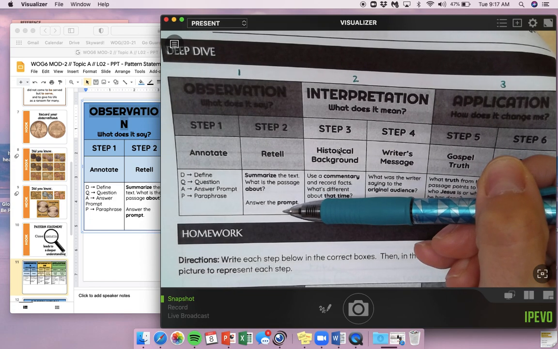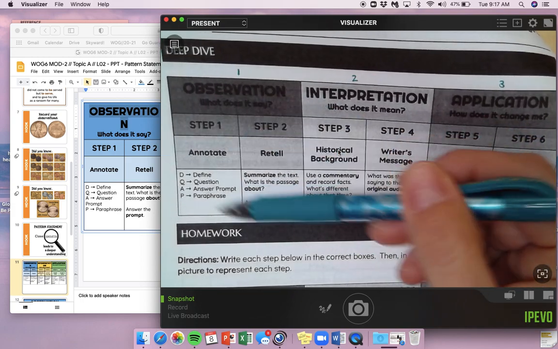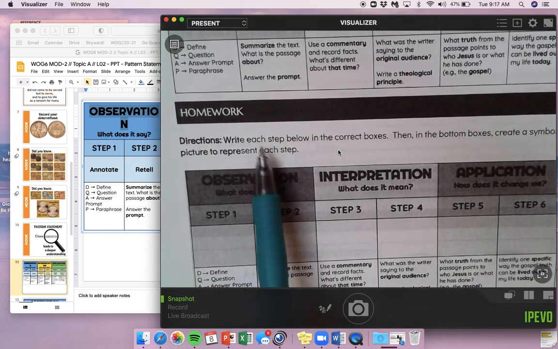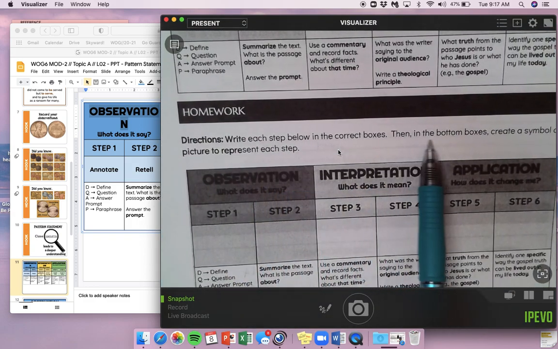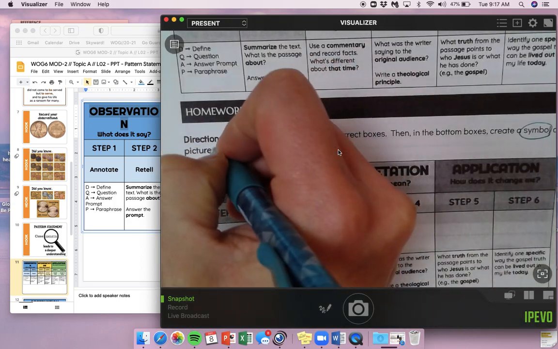You're going to answer the prompt in this section. What I want you to do after you're done looking at steps 1 and 2 is start down here and look at your homework. It says write each step below in the correct boxes. Then in the bottom boxes, create a symbol or a picture to represent each step.